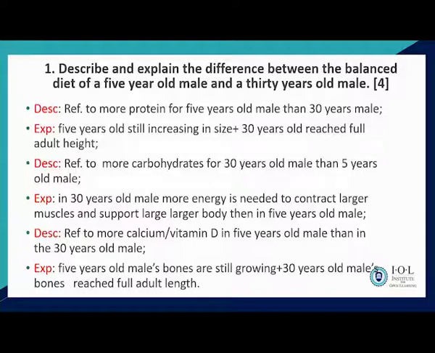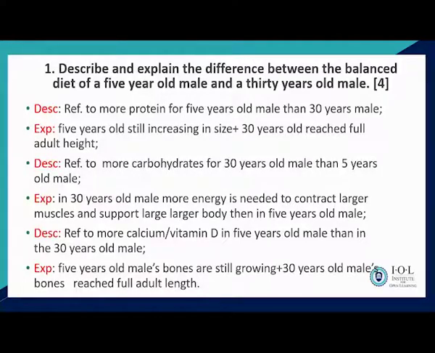The 30-year-old male needs more energy to contract the larger muscles because the 30-year-old male has larger muscles compared to the 5-year-old male. They are all males, remember. We say males need more carbohydrates than the females. Or let's say men need more carbohydrates than the women.